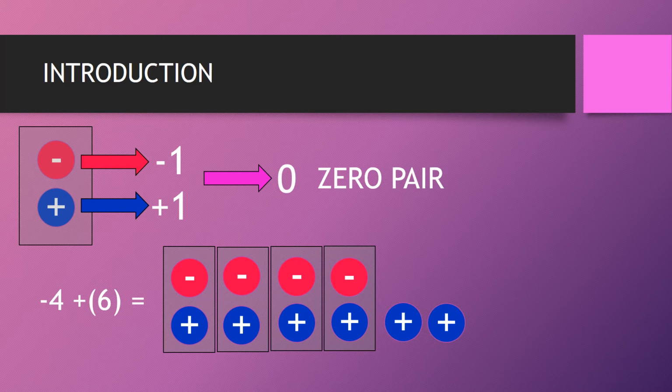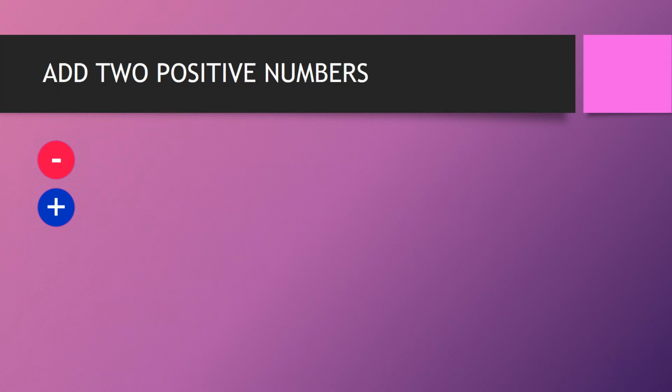And remember, each positive circle represents the number positive 1. Now, how many positive circles do I have? I have 2 positive circles. Then the final answer is 2. We're going to continue now teaching you how to add 2 positive numbers.